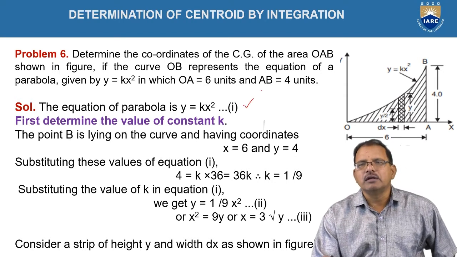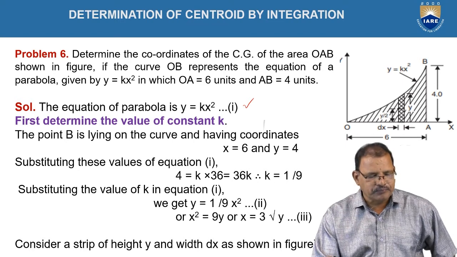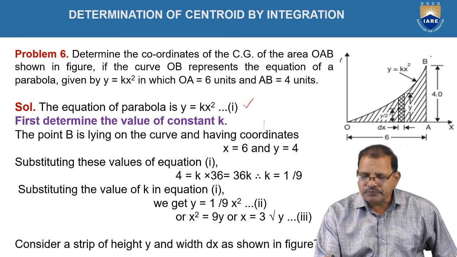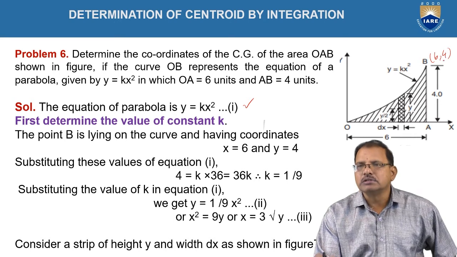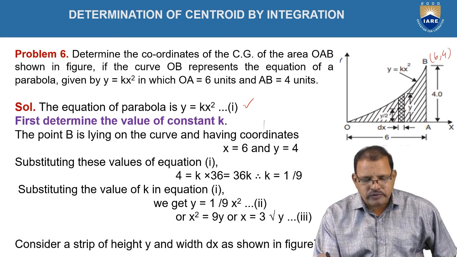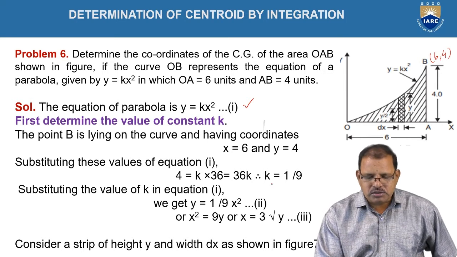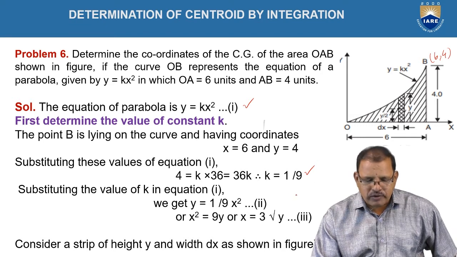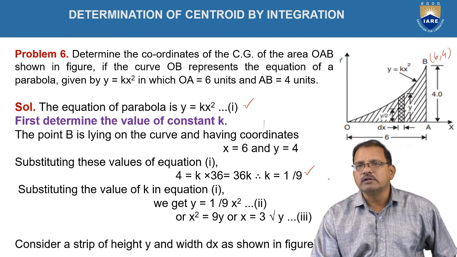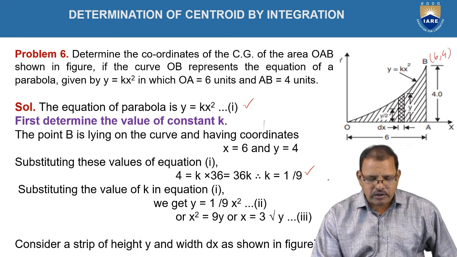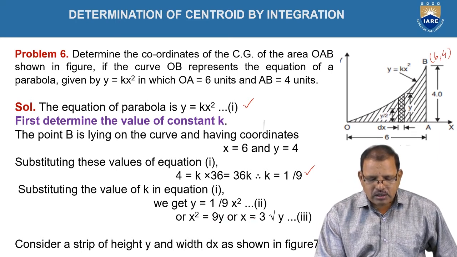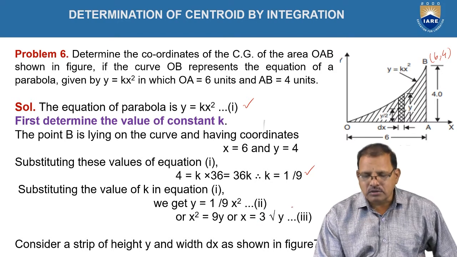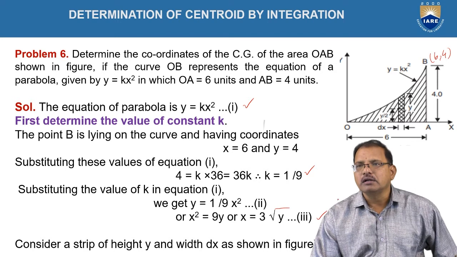First of all, we have to determine the value of k in terms of its coordinates, x coordinate and y coordinate, of the plane figure. At point B, the coordinates of point B are now 6, 4. On substituting in the equation y is equal to kx square, we got k is equal to 1 by 9 now. Substitute the value of k in equation number 1. The equation of the parabola can be written as x square is equal to 9y, or x is equal to 3 into under root of y, which is shown in figure equation 3.